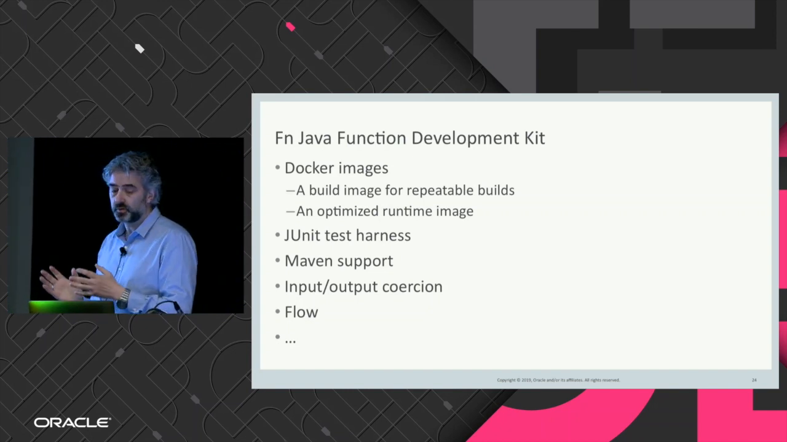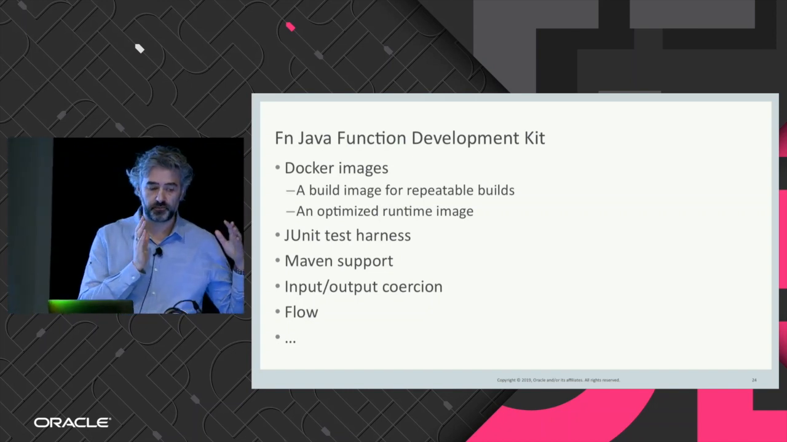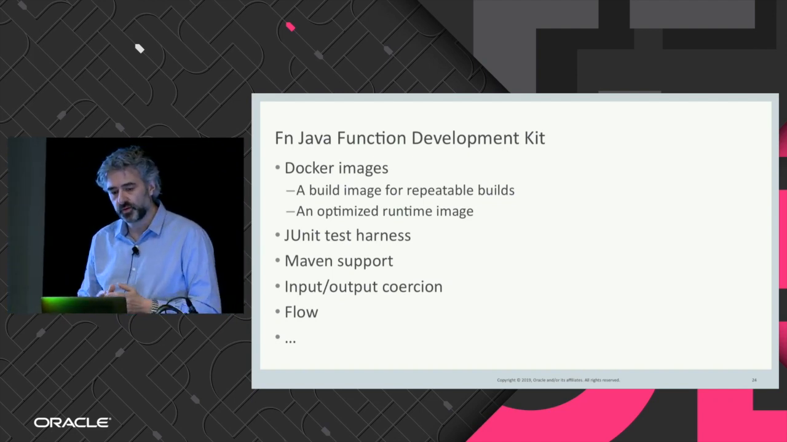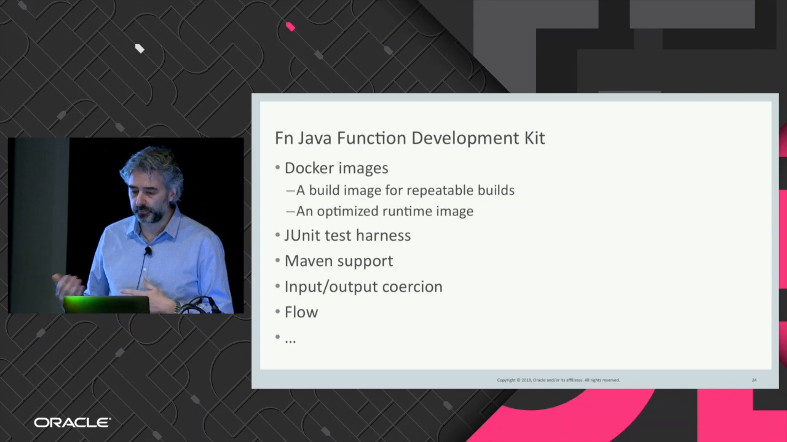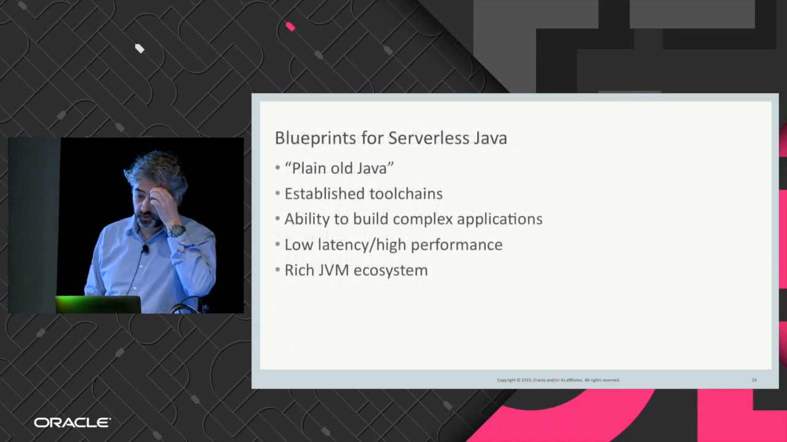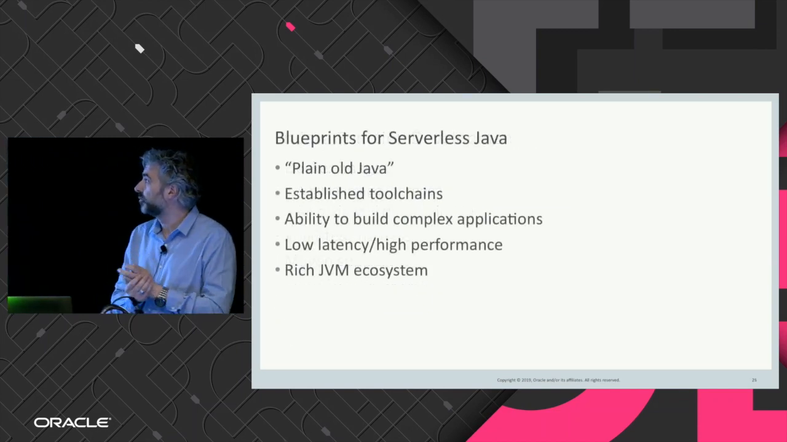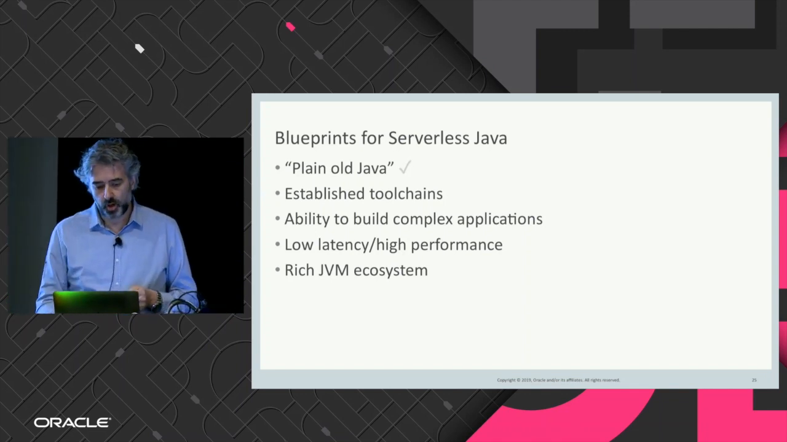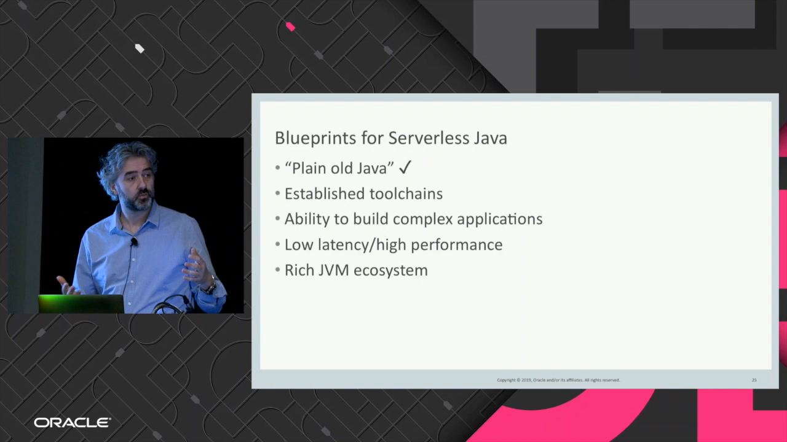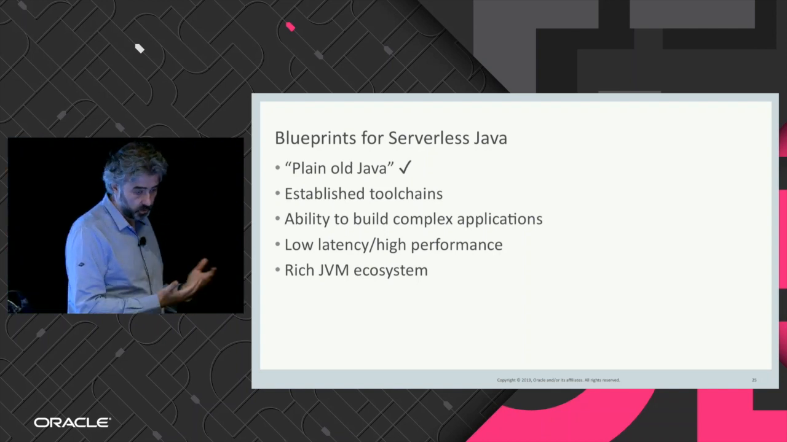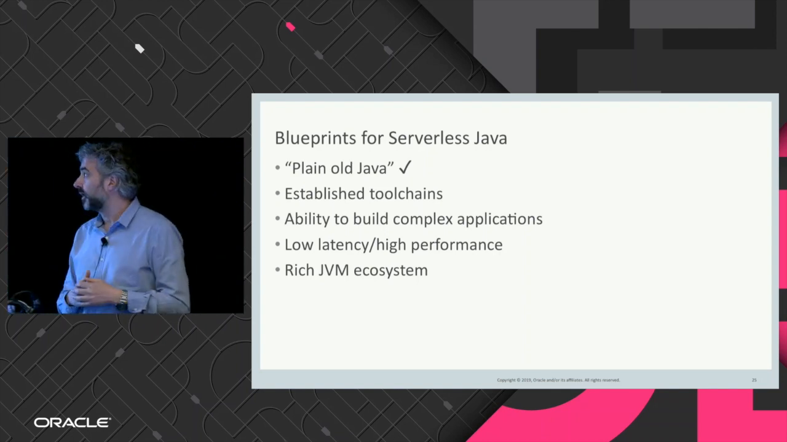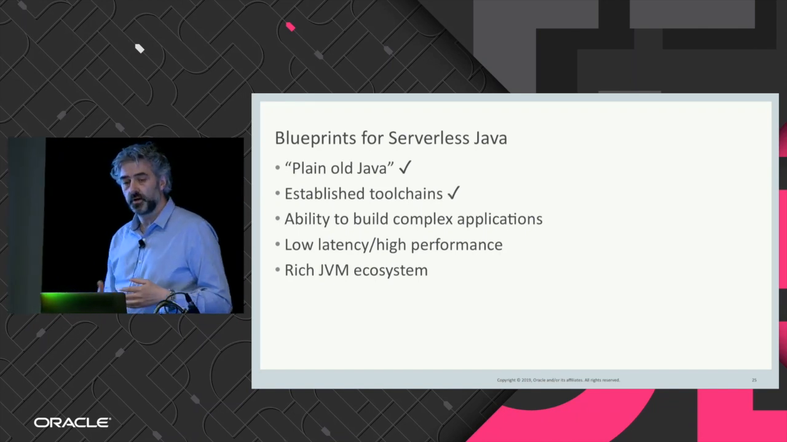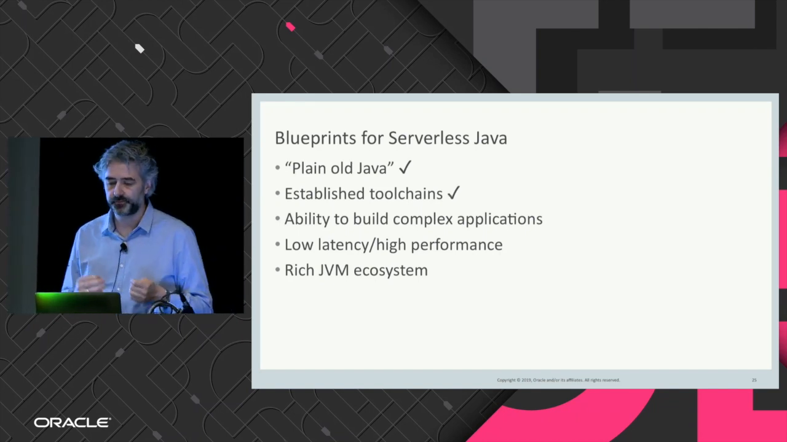Now, if you don't want to use the FDK, you can still write a function using Java on FN, but clearly, it would be a bummer to have that approach. The FDK really helps us to write functions. So if we go back to the basic requirement that we gave ourselves when we started, plain old Java, yes, you saw that I was using plain old Java code to write a serverless function. Ability to use established toolchain, I've used Maven, I've used IntelliJ, so we're good on that front.